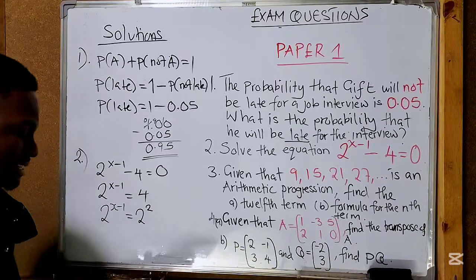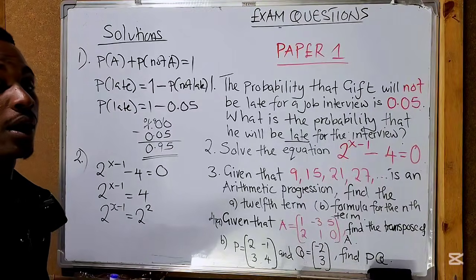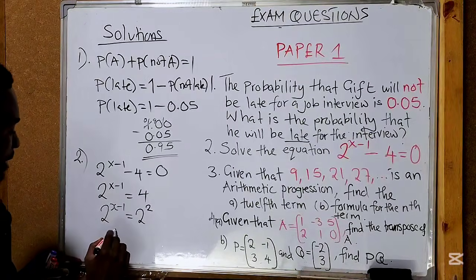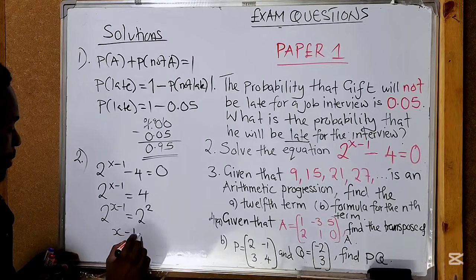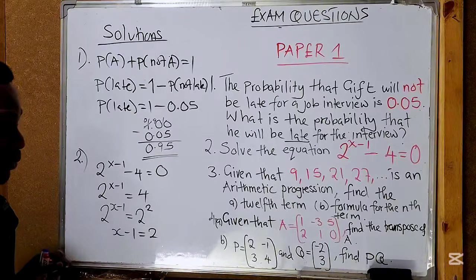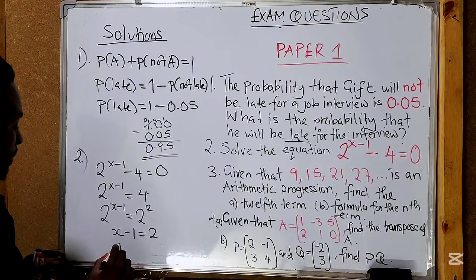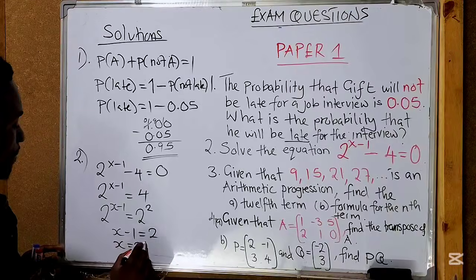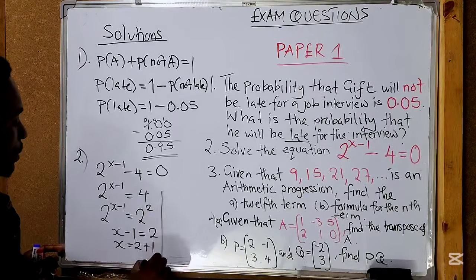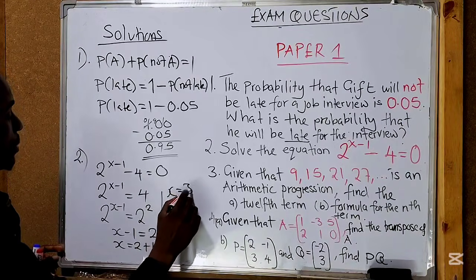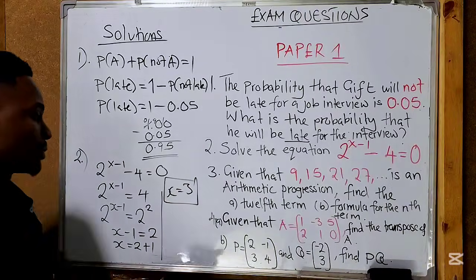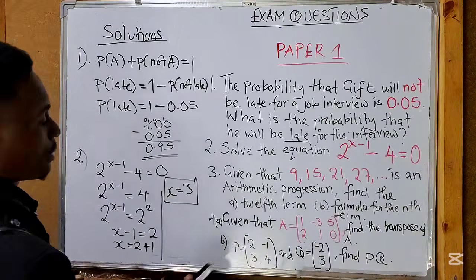When bases are the same, just get the powers. Very good, or exponents. So here just get x minus 1 is equals to 2. Okay, then, so for x, x is equals to 2 plus 1, so x is equals to 3. Simple. Good. Let's now solve question 3.